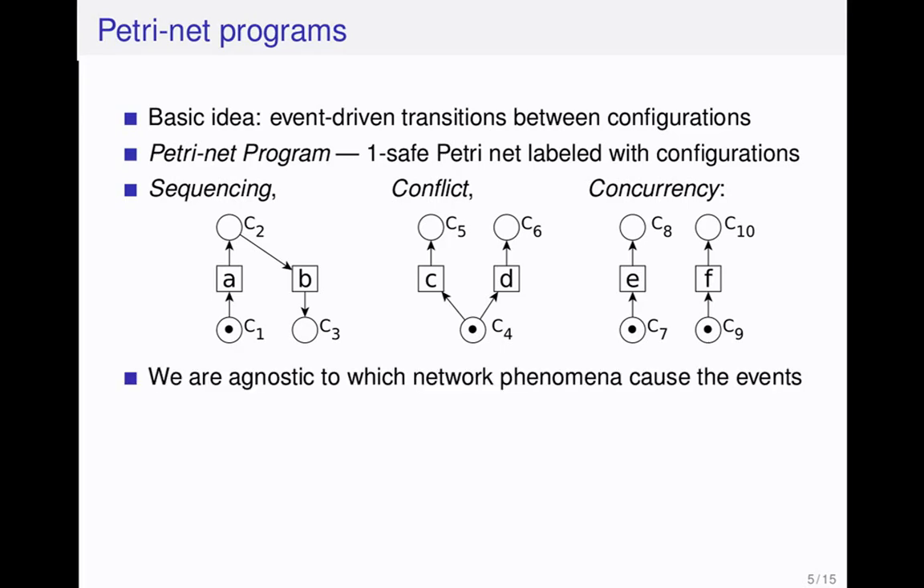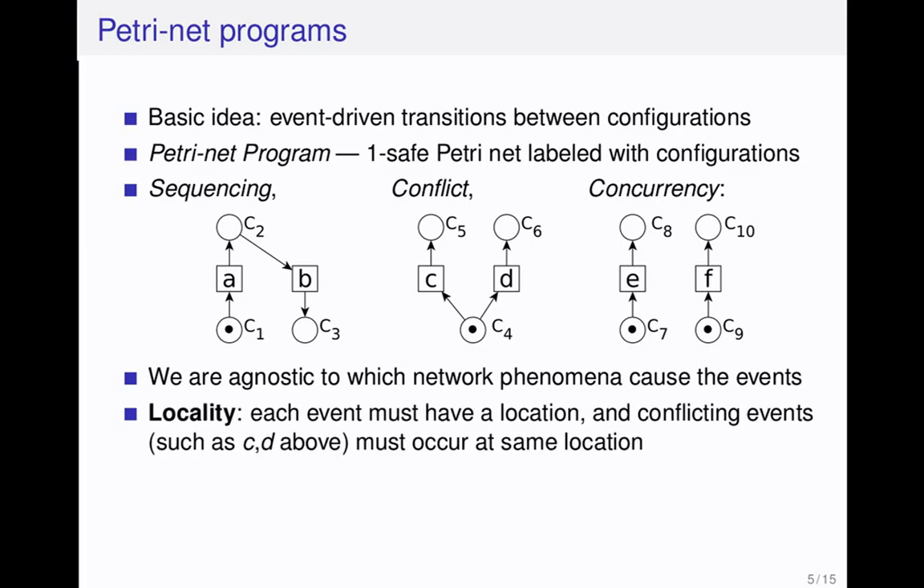So in this paper, events are simply things that cause the system to move between configurations. So we're agnostic to what network packets or phenomena actually cause the events. Another piece of our model is what we call locality. Each event needs to have a location, and conflicting events like C and D in the picture here need to occur at the same location.